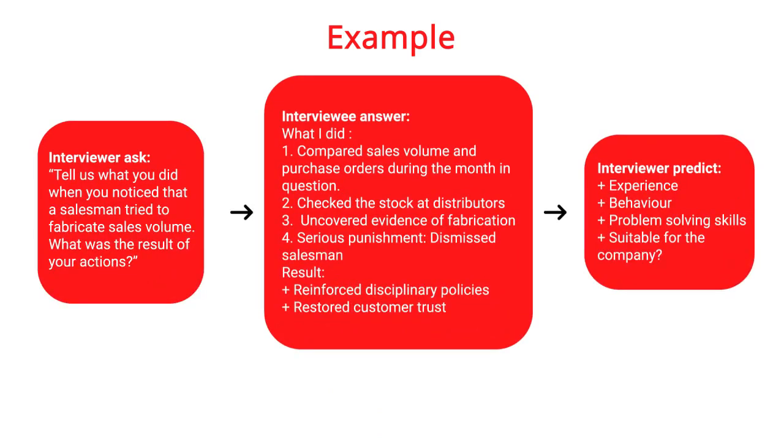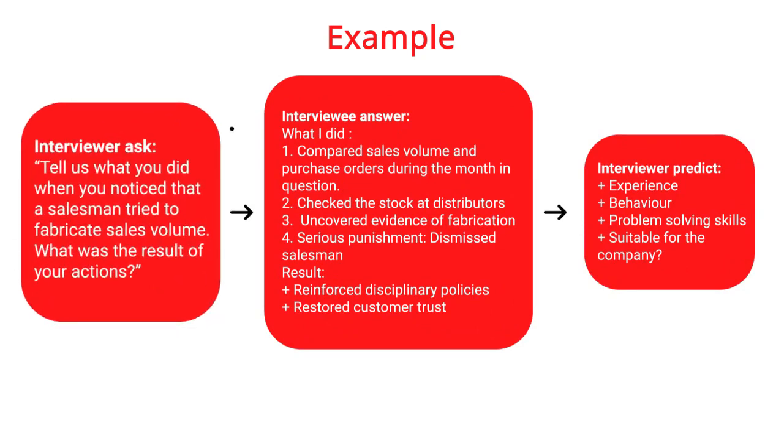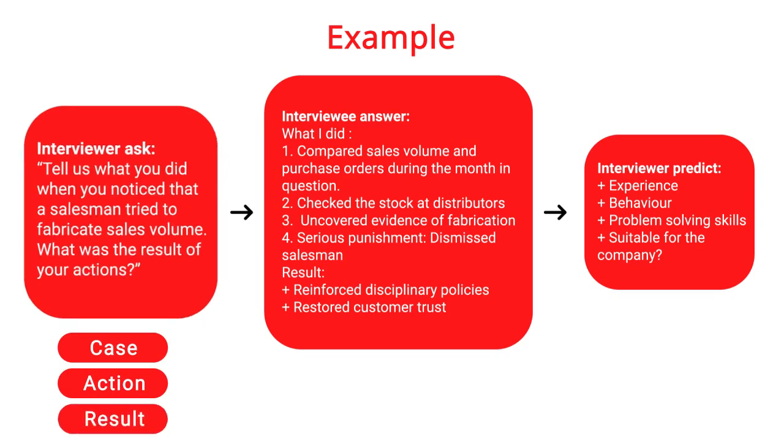The first one is where the interviewer would ask the candidate, for instance, tell us what you did when you noticed that a salesman tried to fabricate sales volume. What was the result of your actions? From this question, you can see that a case has been established. The interviewer is asking for the action that the candidate took and what the result was.